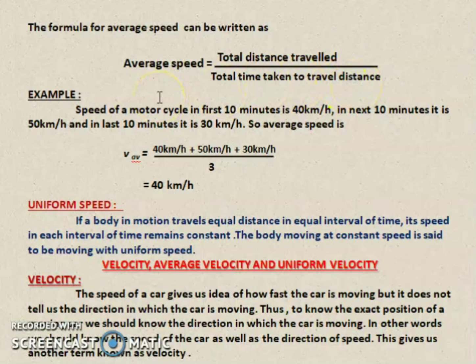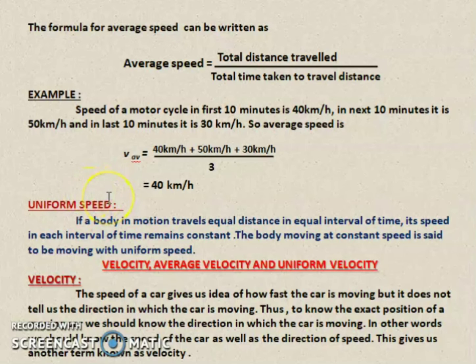We can understand this using an example. The speed of a motorcycle in the first 10 minutes is 40 km per hour. In the next 10 minutes it is 50 km per hour, and in the last 10 minutes it is 30 km per hour. So the average speed is total distance traveled upon total time taken. Total distance is 40 plus 50 plus 30. Total time taken is 10 minutes, 10 minutes and 10 minutes, that is 30. So (40 + 50 + 30) upon 30, you will get 40 km per hour. So this is the average speed.